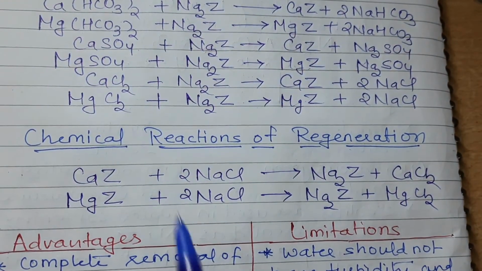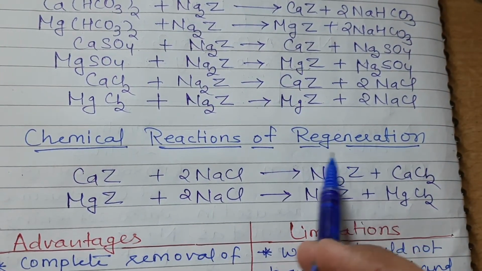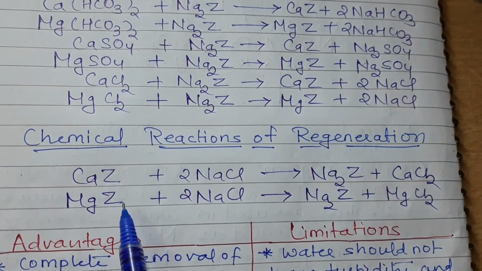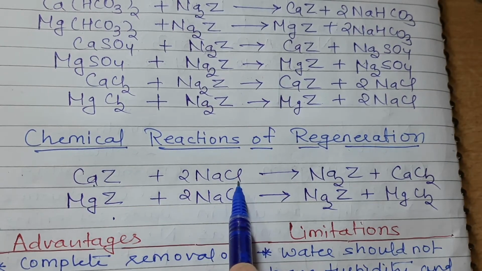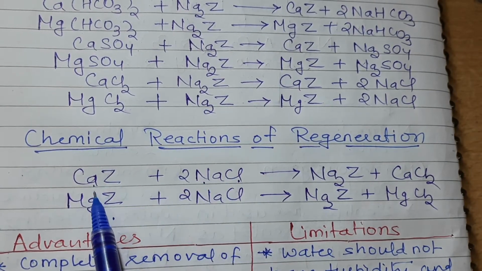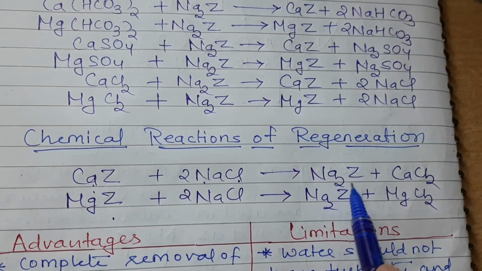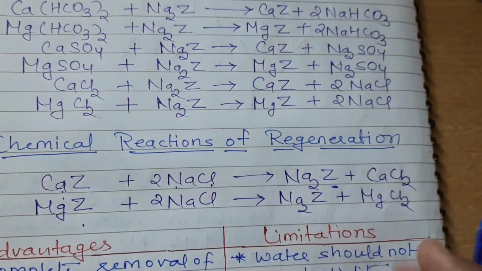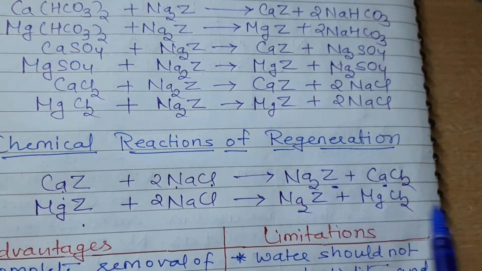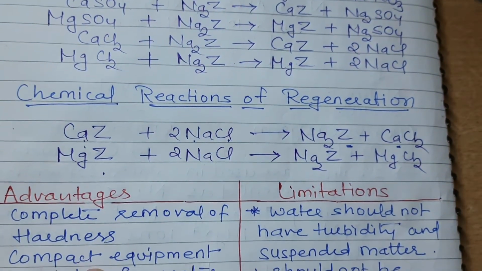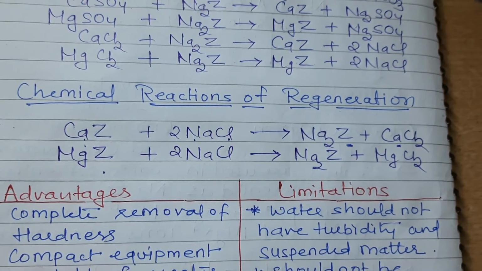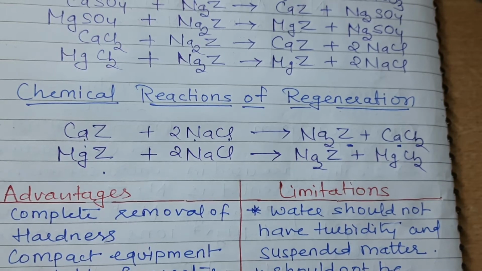Now the chemical reactions of regeneration. What are the chemical reactions of regeneration? So when you pass the brine through the exhausted zeolite, what happens? These calcium ions are coming into the brine and the sodium ions are coming to the zeolite. So here again zeolite Na2Z is formed, and this calcium chloride actually goes into the wash water. So as a result of regeneration, when you pass the brine through the zeolite, it is regenerated, and now it is capable of performing a fresh softening cycle.